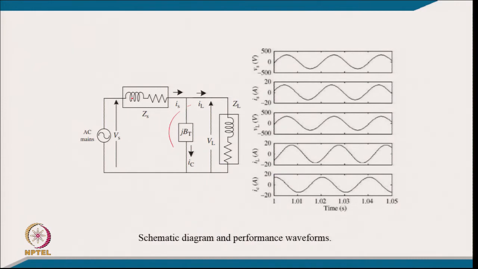However, the compensator is capacitive, so this current is typically 90 degrees leading the voltage. The load is certainly inductive, so it is lagging the voltage. So, all these waveforms can give you typically the concept of how this compensator will work.